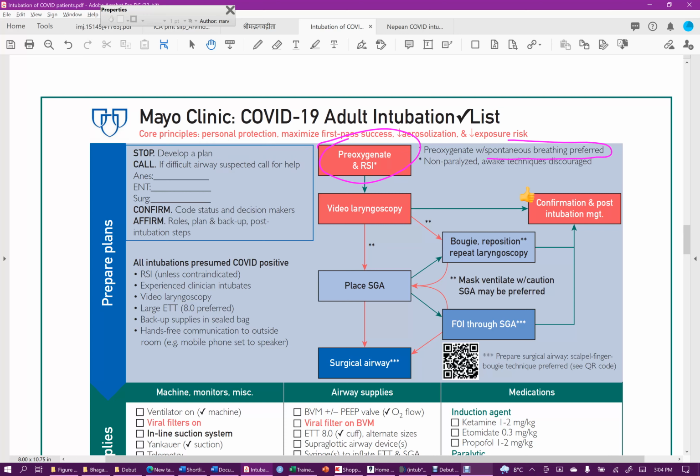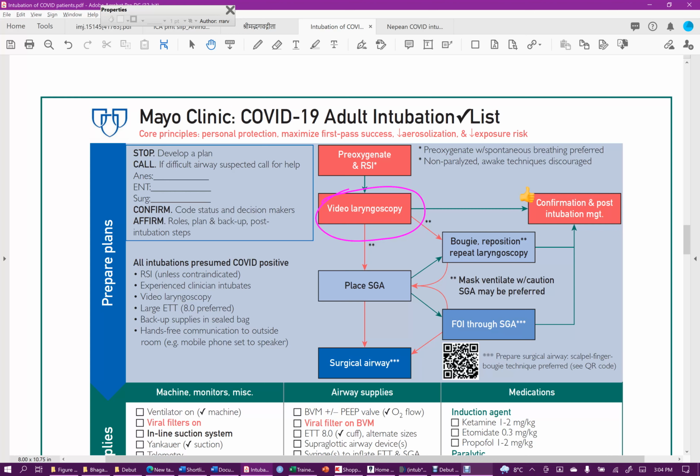You try to encourage spontaneous breathing, and try not to do things like awake intubation or non-paralyzed intubation, because of the risk of failure and also the risk of aerosolization. Next, the laryngoscopy itself is preferably a video laryngoscope right at the first time. Just like with every other intubation, the first attempt is the best attempt. Therefore you try and do as much as possible.